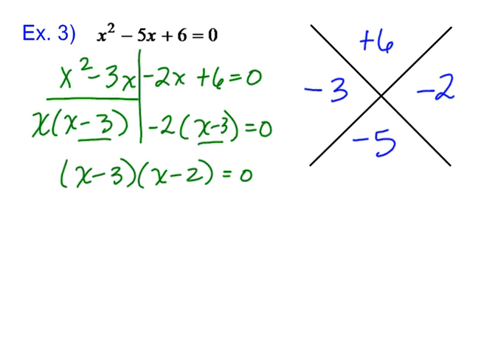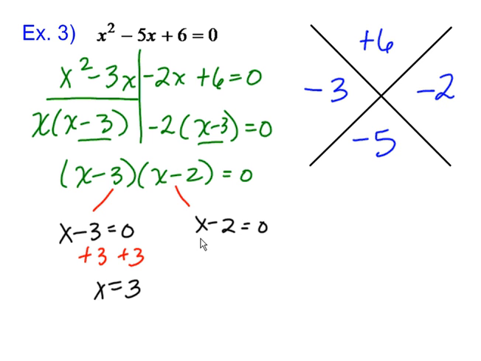So here are our two binomials. Set them both equal to 0. So I have x minus 3 equals 0 and x minus 2 equals 0. Solve the first one by adding 3 to both sides. I find out that x equals 3. The second one I'd solve by adding 2 to both sides, and I find out that x equals 2.